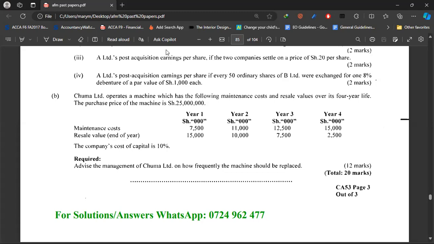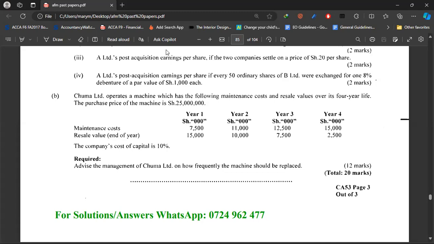Can you advise the management of Chuma Limited on how frequently the machine should be replaced? I just want to start, because you can see our project has a 4-year period. Is it possible for you to compute, for instance, the NPV, and then we calculate the equivalent annual value for the 4 years? Can we do that?